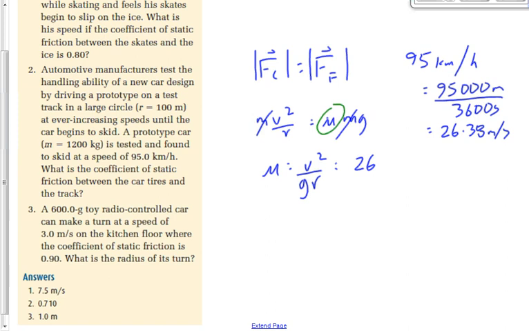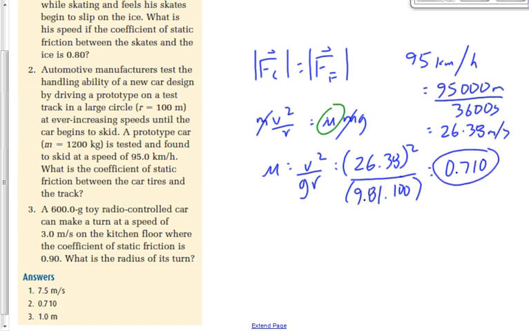If you get 26.38, you've got to square that, divide it by 9.81, and multiply that by the radius of the turn, which is 100 meters. And we get the coefficient of friction to be 0.710. Does that seem like a reasonable number? Usually it's between 0 and 1. Pavement, 0.7, 0.8. Seems good.